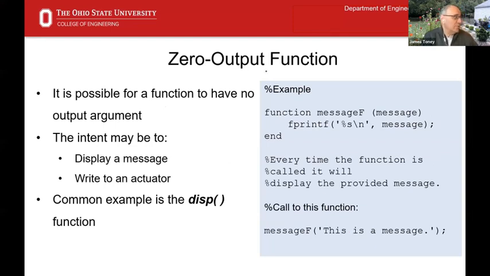Or you can have a zero output function, a function that doesn't return anything. And the obvious example of that that you've done before is the disp command. You give it an input, which is whatever you want to print or display, but it doesn't return any outputs.